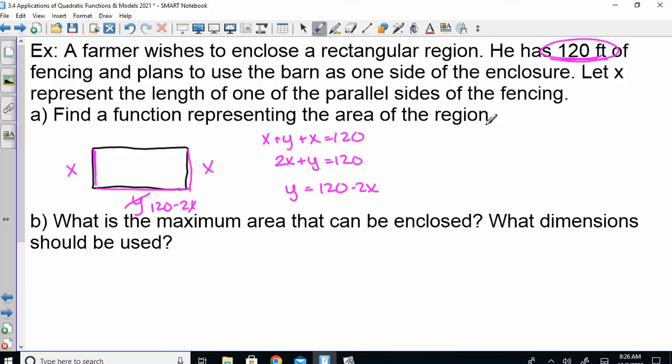Now I want the area. How do you get area? So x times 120 minus 2x. Or if you want to multiply that out, 120x minus 2x squared. Should we flip it around? Yes. So negative 2x squared plus 120x. Any of those 3 options are fine.